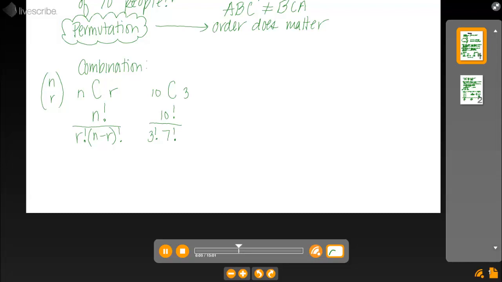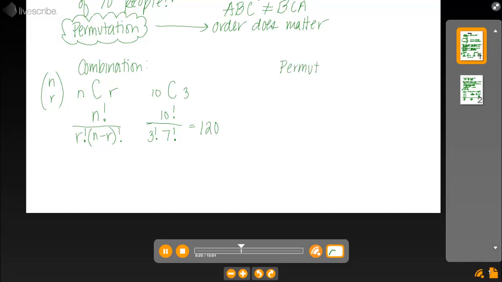And I could maybe reduce this fraction a little bit. If you were to enter this in a calculator, don't forget you would need to put parentheses around both factors in the denominator, to make sure you're dividing by the quantity 3 factorial times 7 factorial. And I think that's equal to 120 ways.